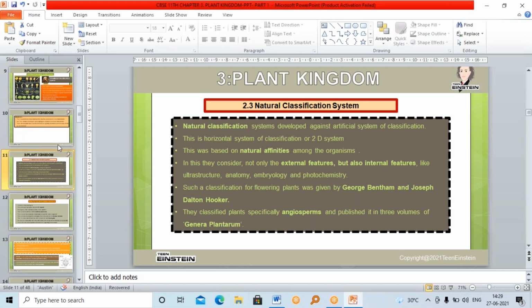In the artificial system, they considered only external features. But in this, they considered not only the external features, but also the internal features like ultrastructure, anatomy, embryology, and phytochemistry. All these characters they consider.